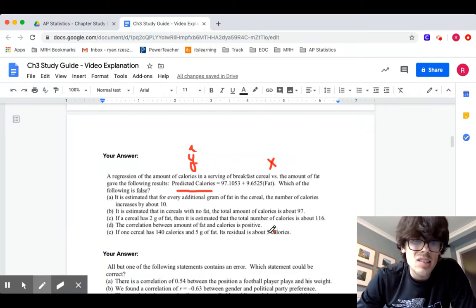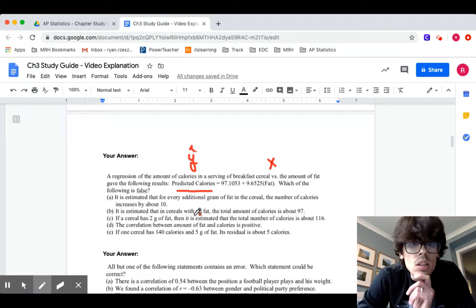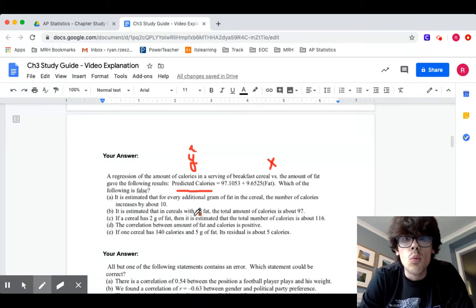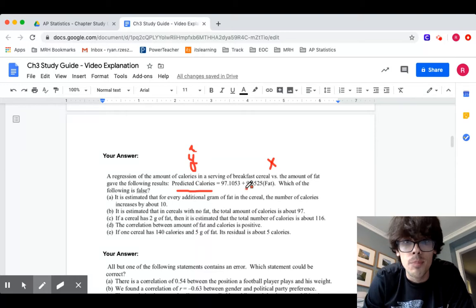So anyway, they just ask you which of these statements is false. So we're kind of going through them and looking at them and seeing which one looks good and which one doesn't. A is basically your interpretation for the slope. For every 1 unit increase in x, which in this problem is the fats, the y is predicted to increase by about, and our slope on this problem is 9.6, which they call 10, which is fine.